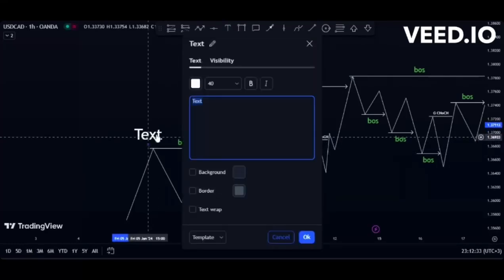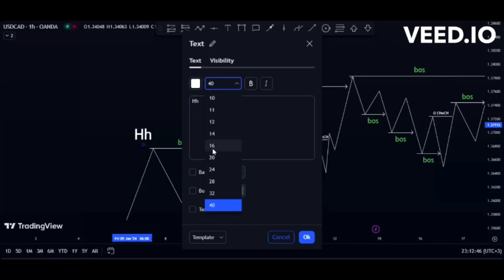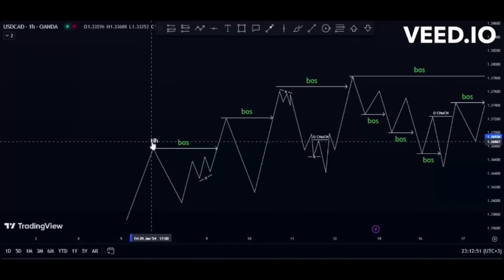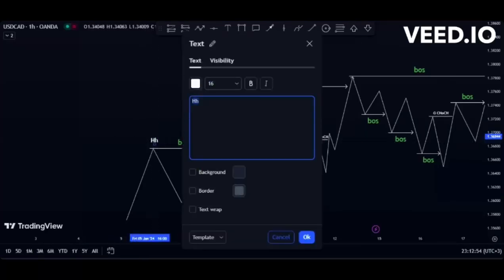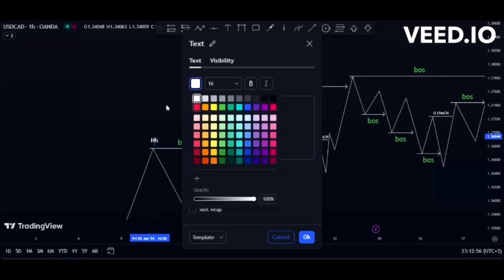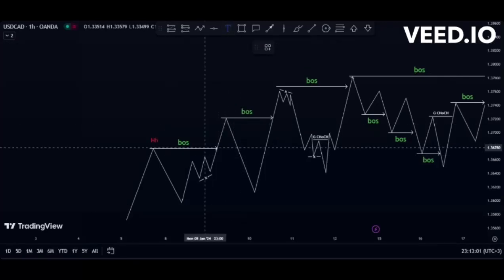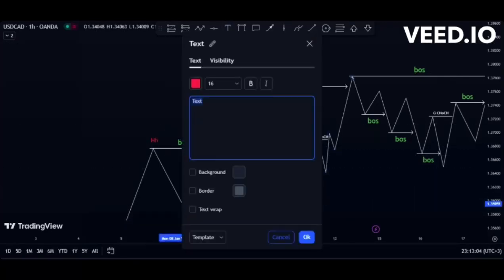Let me see if I can mark it out. High. Let me reduce the fonts a little bit. 16 is okay. Change the color just for clarity. Red is good. Okay, so we have that high. Then we have this one, which is a higher low. Higher low.